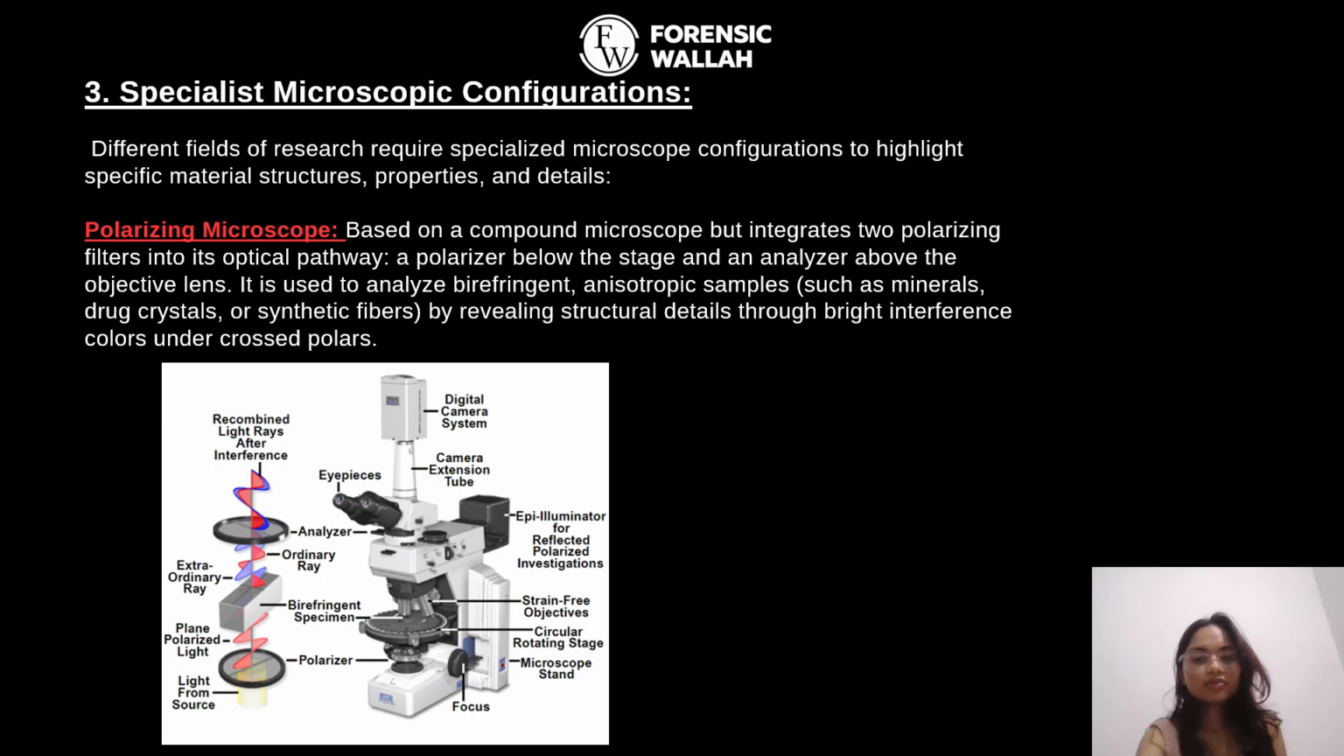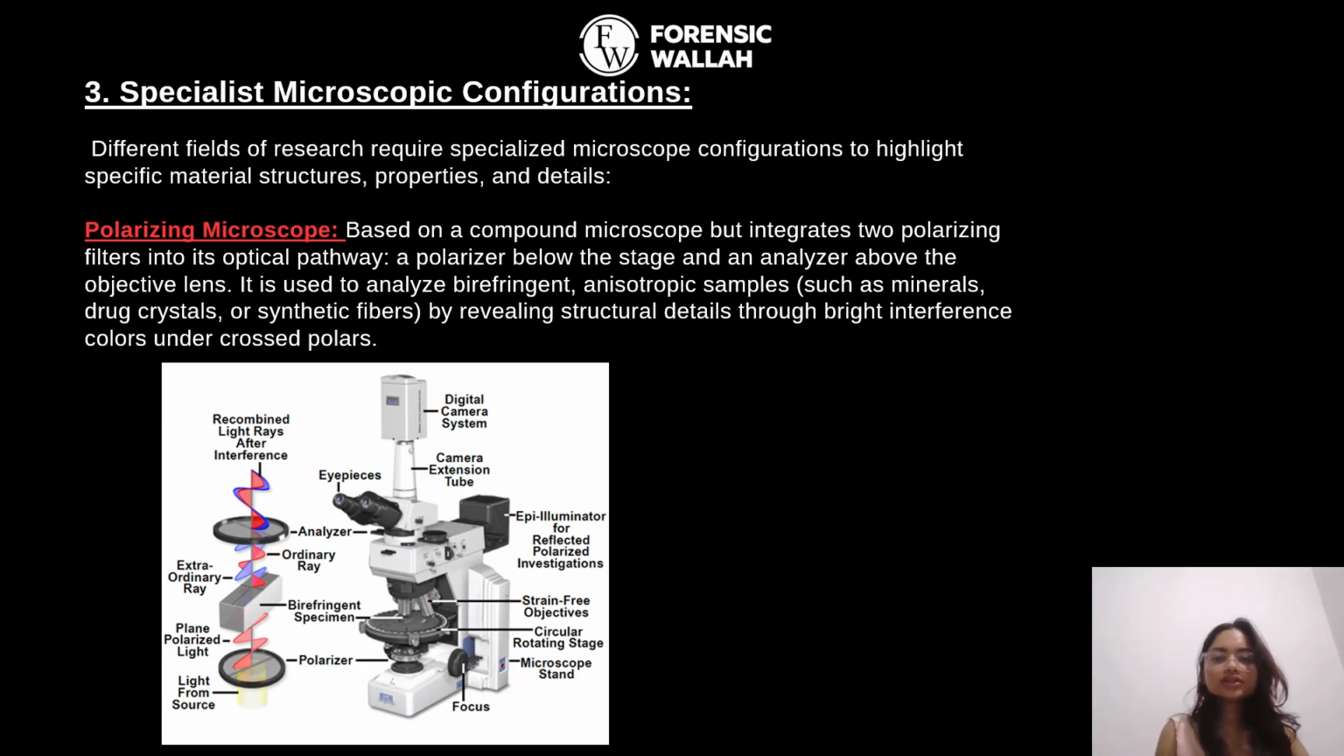Now, for materials with highly ordered internal structures, we use the polarizing microscope. This system is built upon a standard compound microscope framework but integrates two specialized polarizing filters directly onto its optical pathway. The first filter, called the polarizer, is positioned below the stage and restricts the incoming illumination to a single plane of vibration. The second filter, called the analyzer, is placed above the objective lens and is typically oriented at a 90-degree angle relative to the polarizer.